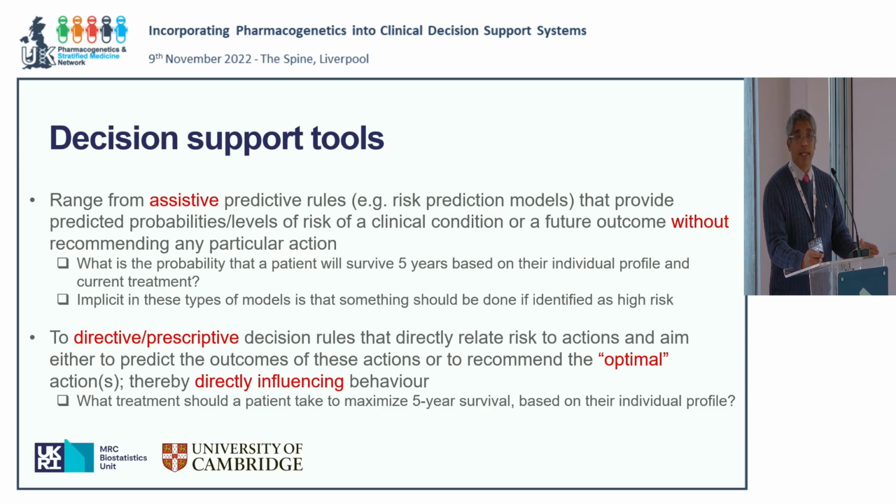So it ranges from assistive predictive rules, but also to directive or prescriptive decision rules that directly relate risk to actions. They aim either to predict the outcome of these actions or to recommend the optimal action, thereby directly influencing behavior. For example, what treatment should a patient take to maximize or optimize their 5-year survival based on their individual profile?